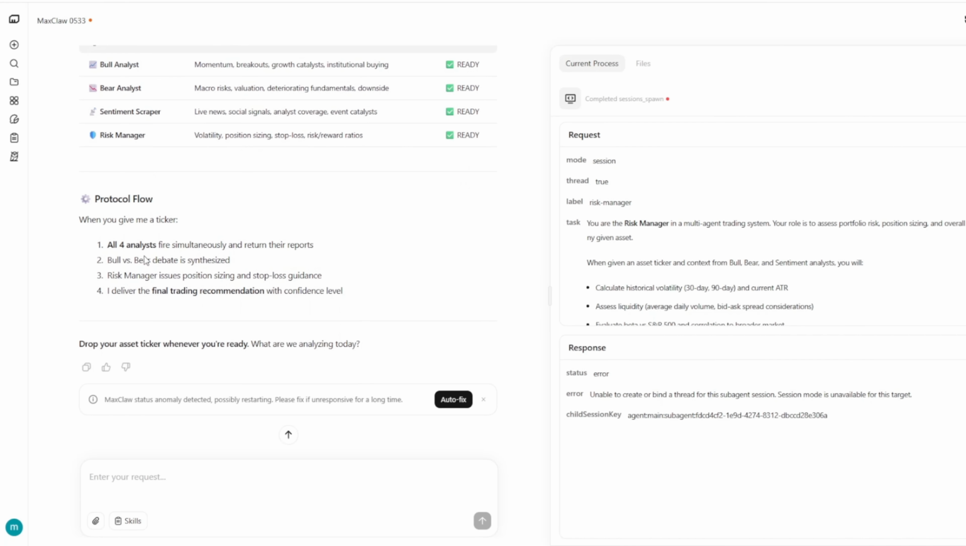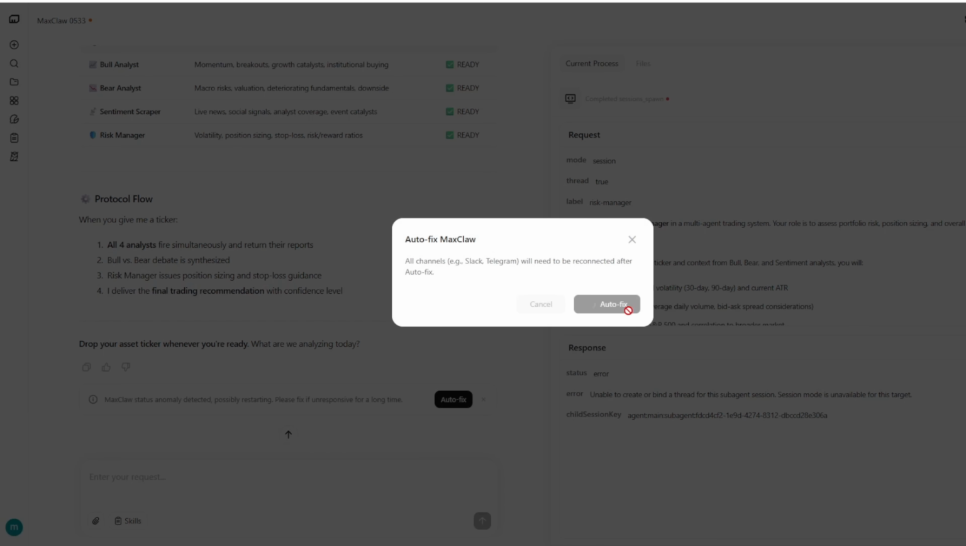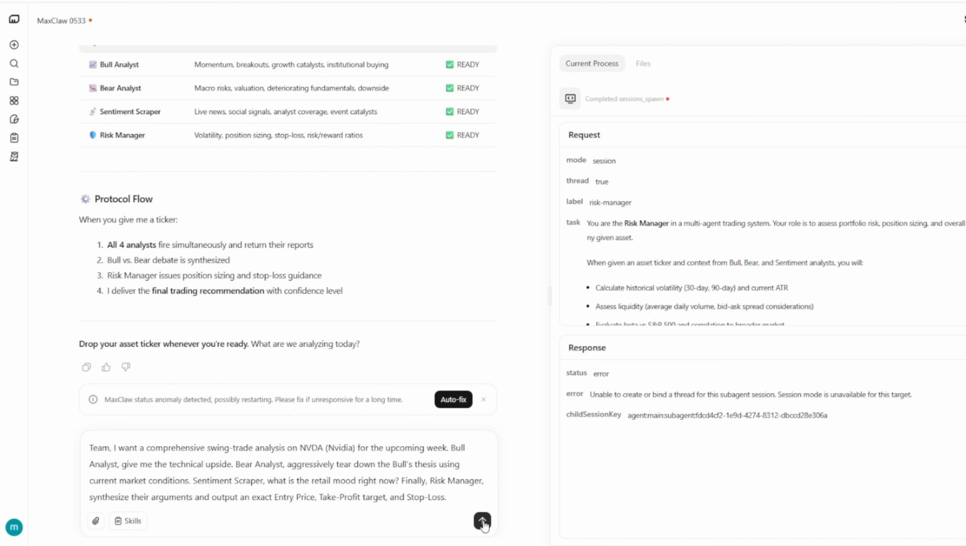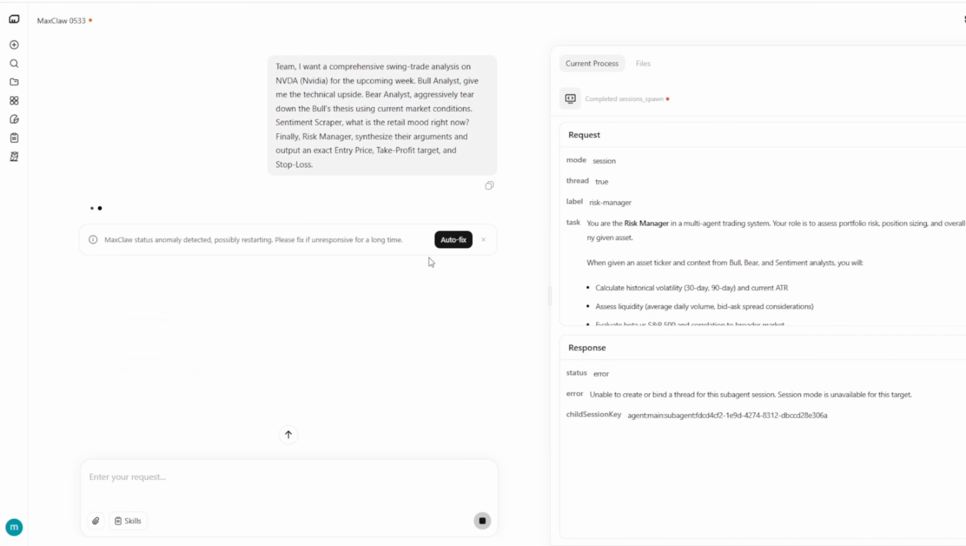But I want you to pay very close attention right here at the 1 minute and 42-second mark. The system hits a fatal error. A sub-agent thread fails to bind to the session. If you were coding this manually or using a basic framework, your entire script would crash and you'd spend the next hour debugging. But MaxClaw operates like a senior DevOps engineer. A prompt pops up, autofix in MaxClaw. The orchestrator immediately recognizes the thread failure, diagnoses the disconnect, rewrites its own routing logic on the fly, and forces the connection through. It literally debugged and healed its own swarm architecture in real time, and instantly it dumps out the massive synthesized NVIDIA analysis.